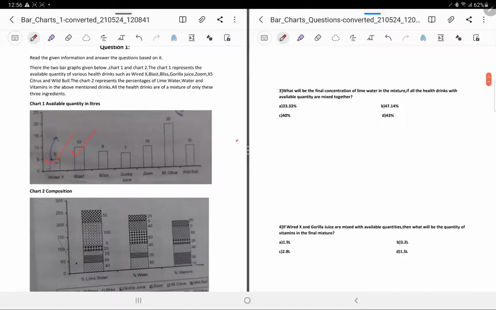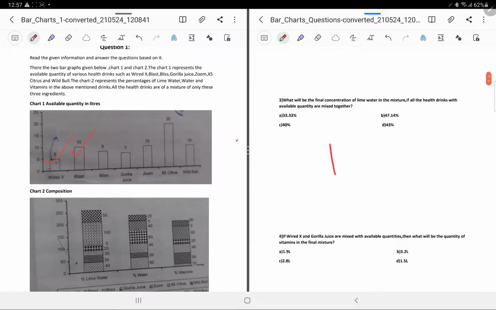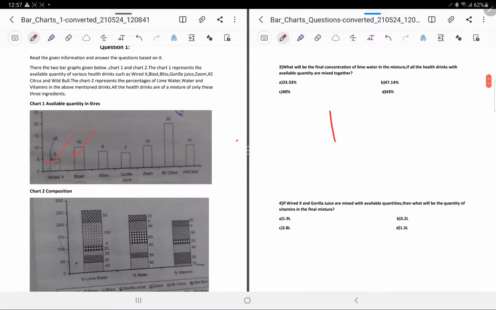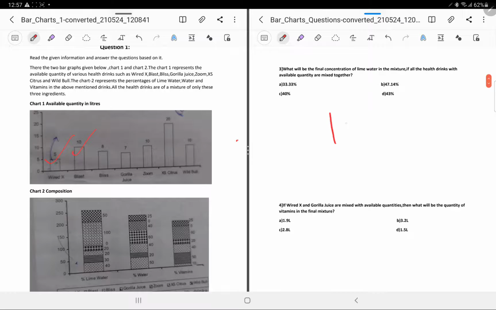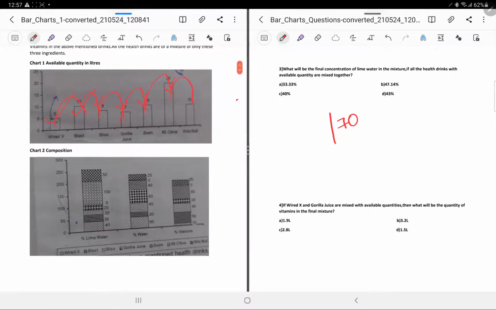Okay. Now let's move to the next question. What will be the final concentration of the lime water in the mixture if all the health drinks with the available quantity are mixed together? That's so easy. You just need to compute it. So 5 plus 10, 15, 23, 30, 40, 60, 70. So this is 70. And the concentration would be given as, just try to compute this.